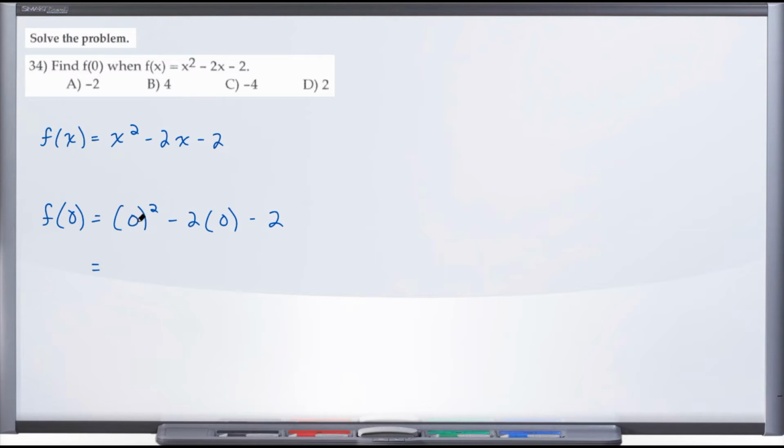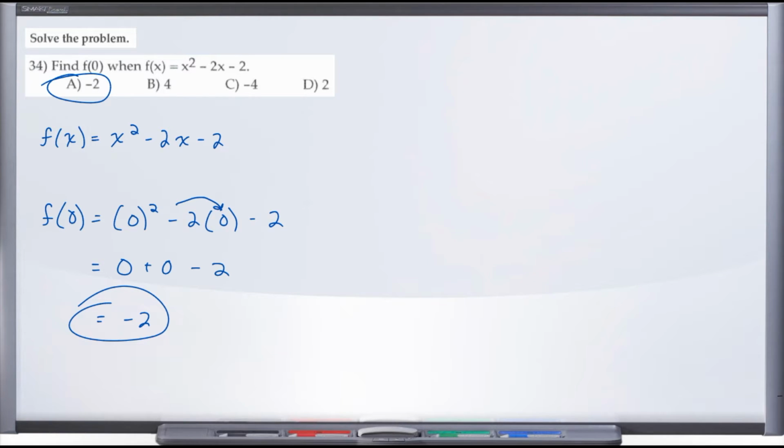Let's evaluate. 0 squared, well, that's 0. Negative 2 times 0, well, that's still 0. So we can say plus 0 or minus 0, doesn't matter. And then minus 2. All right, evaluating for the last time. 0 plus 0 is 0. Minus 2 is negative 2. And so f of 0 is negative 2. Let's see. And there we have it, A, negative 2.